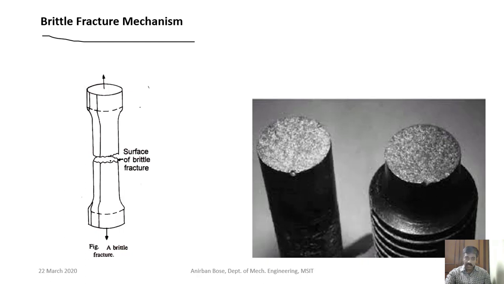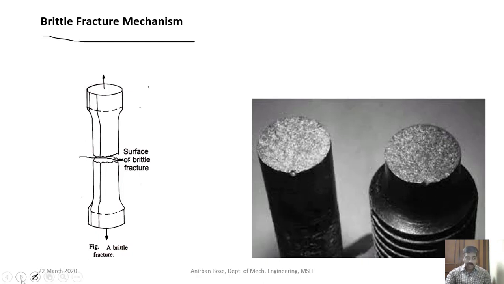Here you can see in case of a tensile test, if there is any crack, that crack propagates perpendicular to the direction of the load. So this is the load direction in a tensile test sample, and you can see this is the fracture surface, a very smooth fracture surface. This is how the fracture occurs in a brittle material, and a catastrophic fracture occurs. Suddenly the fracture occurs before any initial indication. That's why brittle fracture is very dangerous.